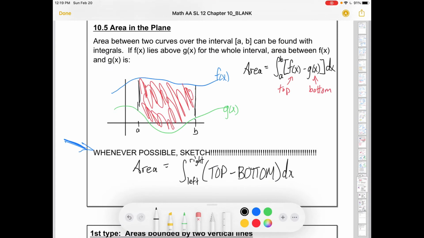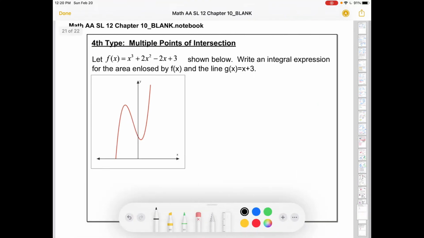To recap our general technique, if we want to find area between two functions, we're looking at the integral from the left to the right boundaries of the top function minus the bottom function. The problem with multiple points of intersection is that the curve that's on top or bottom over different areas may change.